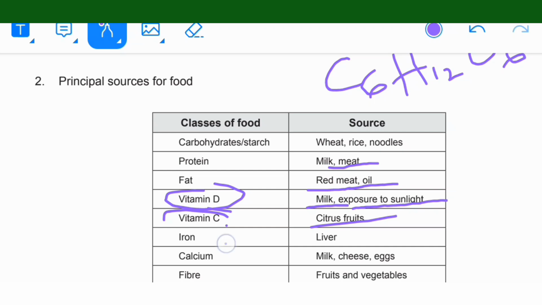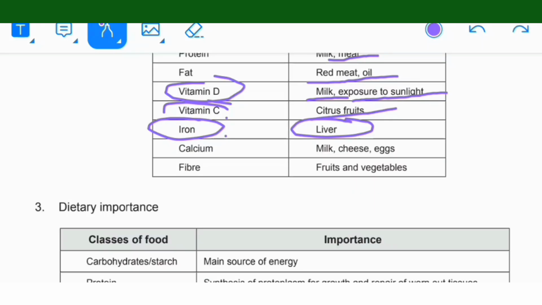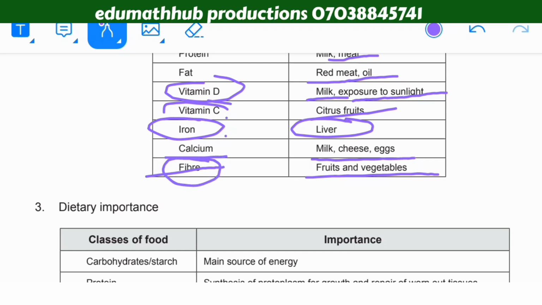Then iron can be obtained from liver. When you eat the liver of animals, maybe fish, or the liver of goats and cows, you get iron from there. The next one is calcium. Calcium can be obtained from milk, cheese, and eggs. Then fiber can be obtained from fruits and vegetables. You're going to see the importance of fiber later when we talk about peristalsis.